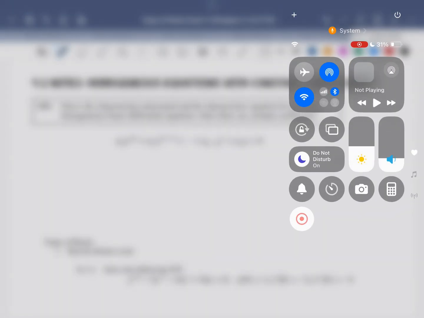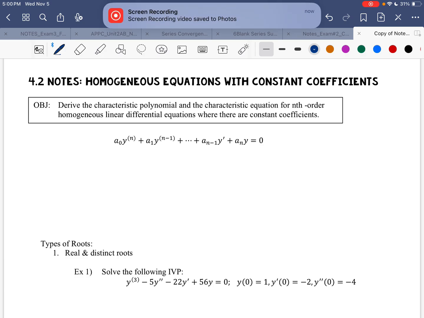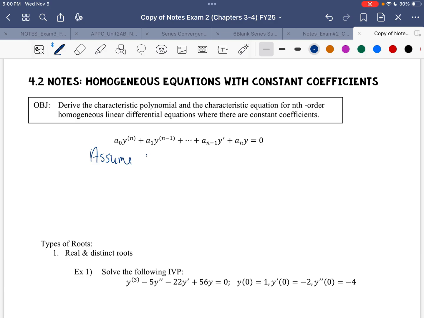Okay, 4.2's recording is about homogeneous equations with constant coefficients that are higher order. So for higher order, we assume solutions are of the form y equals e to the rt.